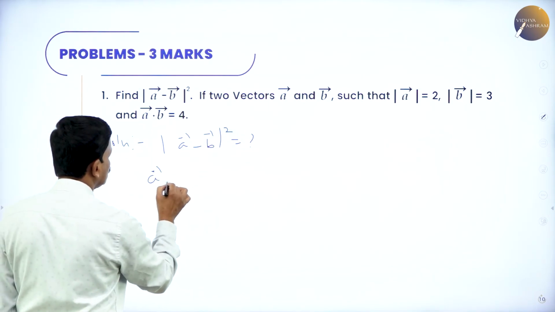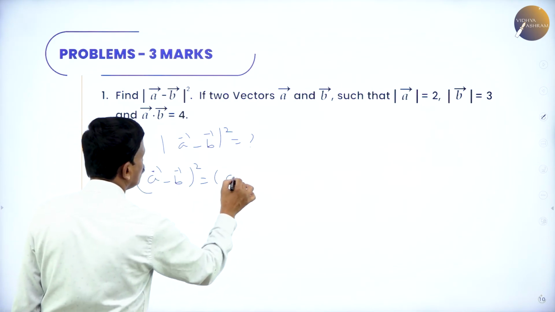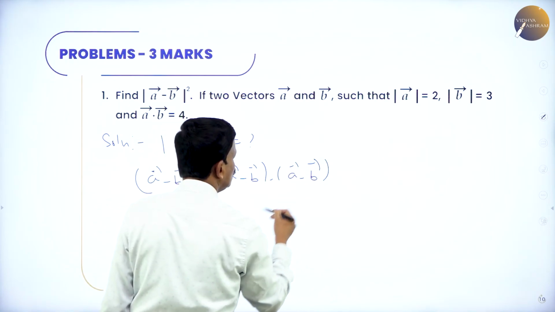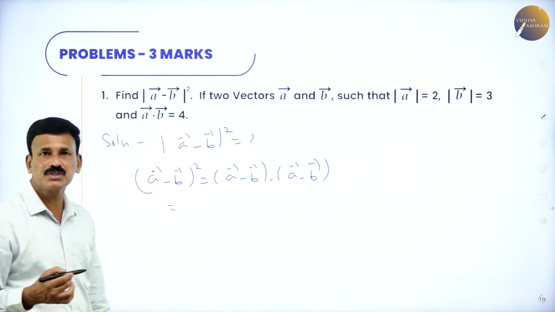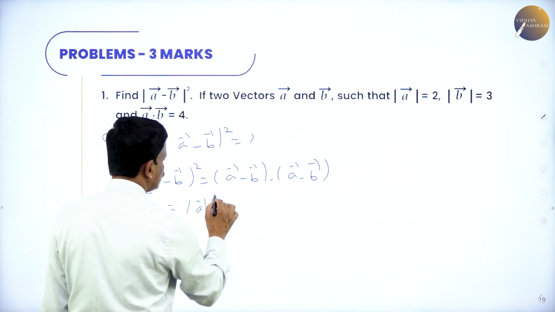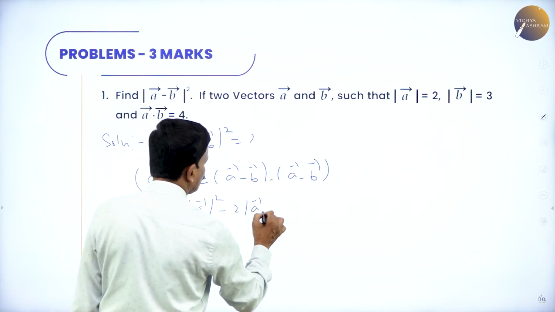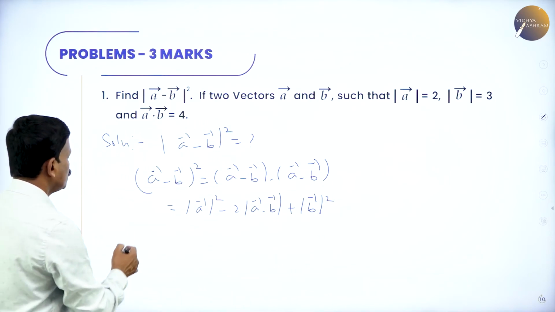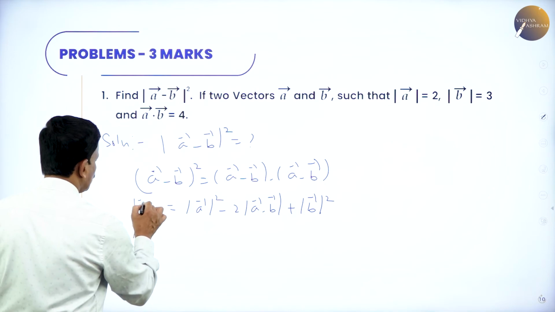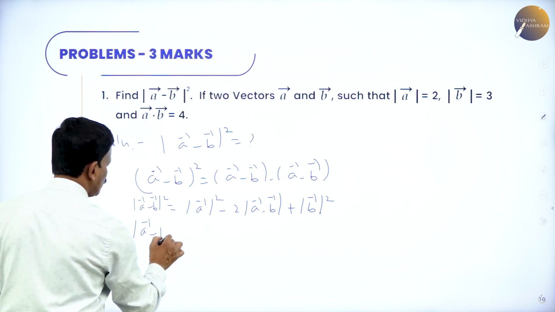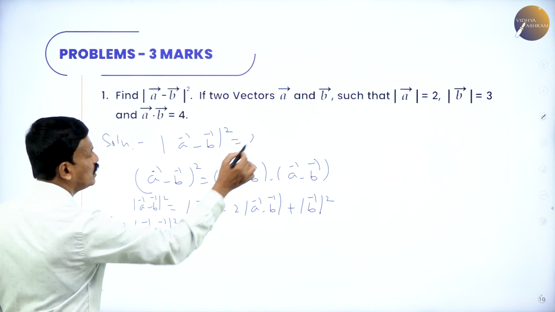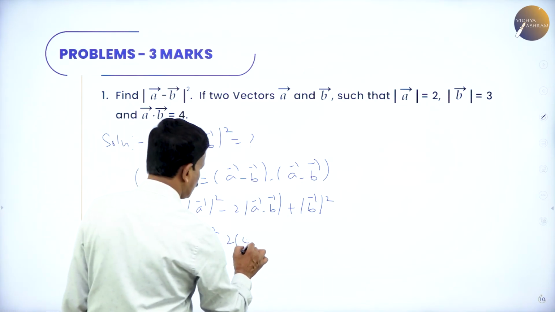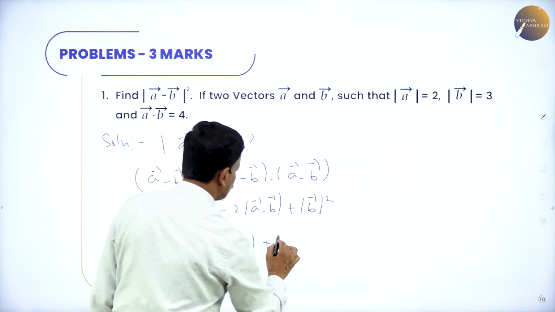Now let us consider |a − b| whole squared. |a − b| squared can be written as (a − b) · (a − b). So this is nothing but, from the previous result, length of a squared minus 2 times a · b plus length of b squared. That is from the previous result. Now, length of a − b whole squared is equal to, what is length of a? Length of a is 2, so 2 squared, minus 2 times a · b, which is 4, plus length of b, which is 3 squared.